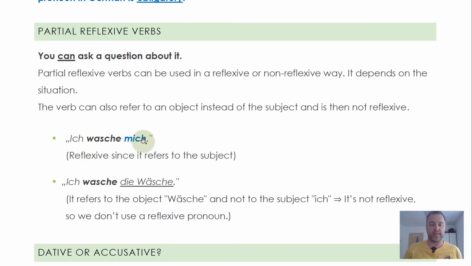So this is the exact same person. Ich wasche mich. So it's me washing myself. So me and myself, that's the same person. And that's why reflexive. But ich wasche die Wäsche, that's me I'm washing the clothes. So me and the clothes, that's not the same thing or person. So not reflexive. And that's just a simple translation from English or also any other language.